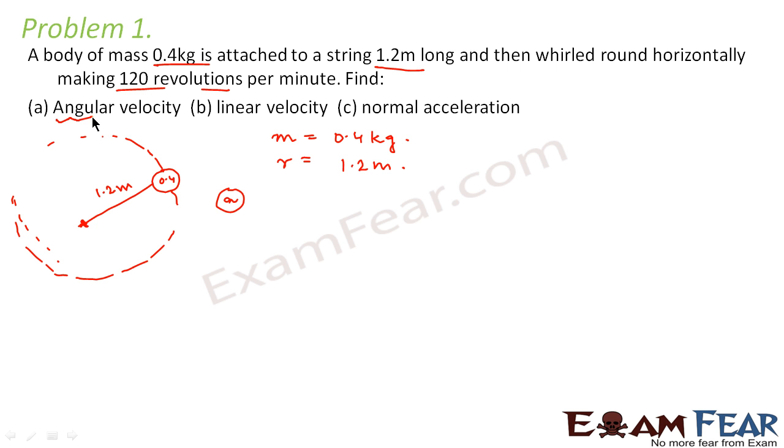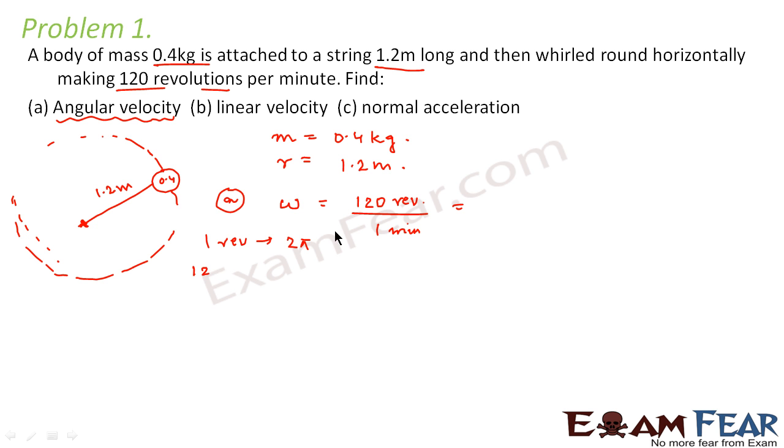So in the first part of the question, it asks what would be the angular velocity. The angular velocity would be nothing but the total angular displacement per unit time, and it has already told that it covers 120 revolutions per minute. Now what is one revolution? One revolution means covering an angle of 2 pi. Right? In one revolution it will cover an angle of 2 pi.